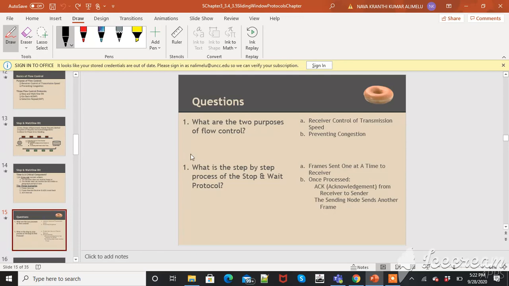And the next question is, what is the step-by-step process of the stop and wait protocol? Frames are sent one at a time to the receiver. Once a frame is processed, the acknowledgement goes from receiver to sender, and the sending node sends another frame.